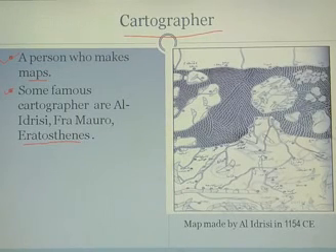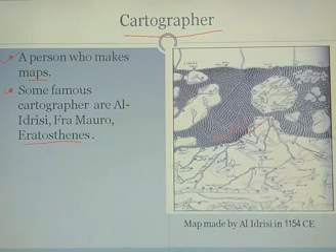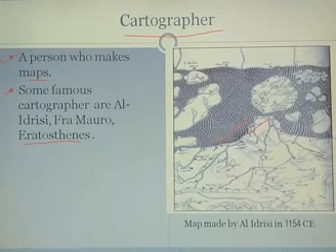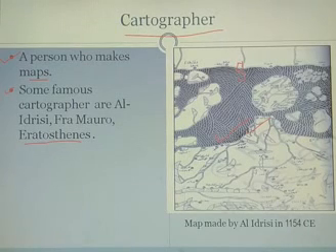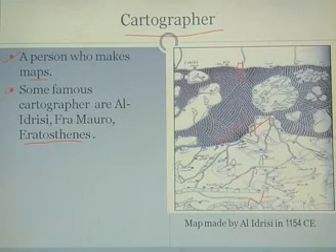But here in this picture, this map was drawn by Al-Idrisi in 1154, and one important point of this map is that here at the top we have the south, and at the bottom we have the north. Usually in modern maps we have the north in the upper portion and the south in the lower portion, but here it is upside down, and they usually used to draw like this.